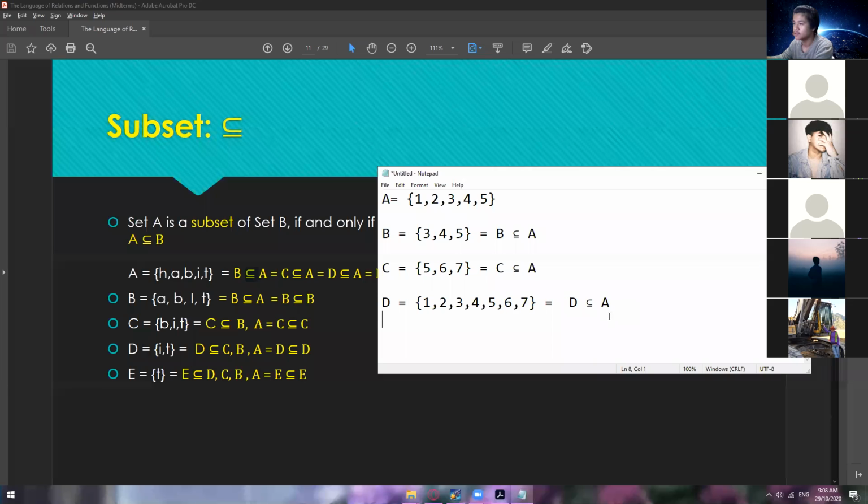So ano pa ba ang pwede natin maging example? Let's say E is equal to 1, 2, 3, 4 or 4, 3, 2, 1, 2. So is E a subset of A? True, sir. So yes, this one is true since all of the elements of set E can be found on set A. So again, from left to right.